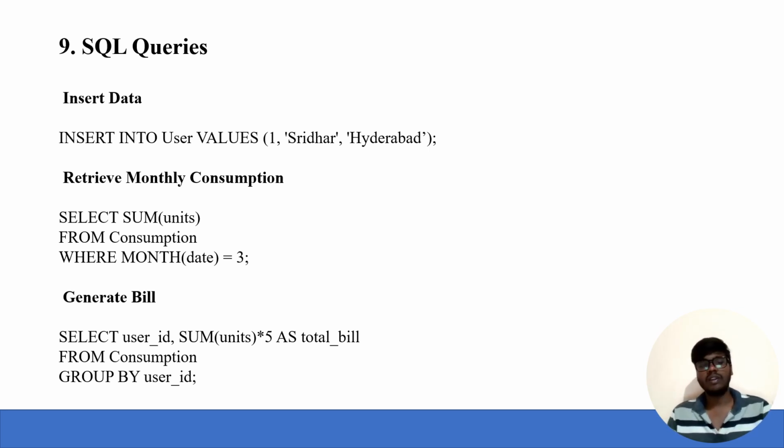Here, select user ID and the sum of units times 5 as total bill, where 5 is the price of each unit, and then from consumption we retrieve all this.